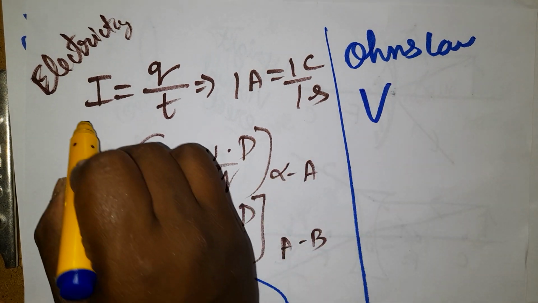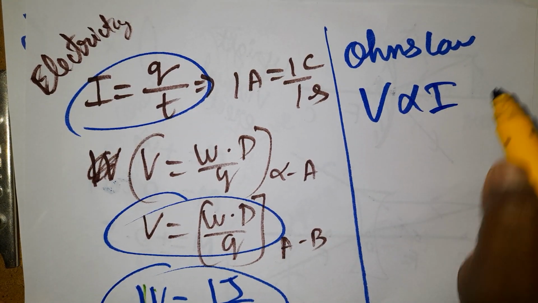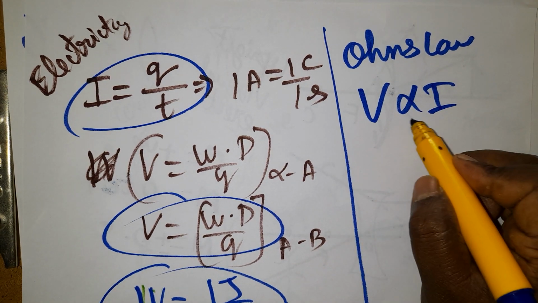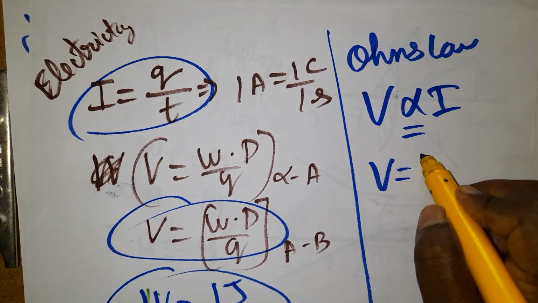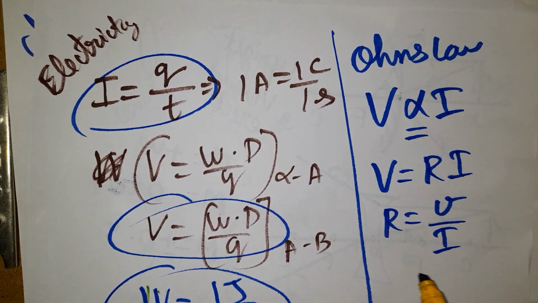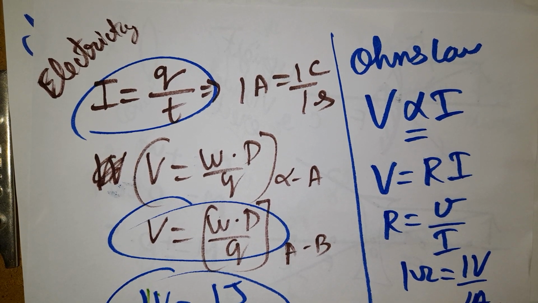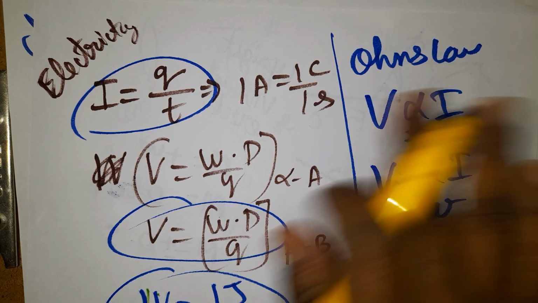Applied potential difference. Relation between these two. Applied potential difference is directly proportional to flowing current. If you remove directly proportional, you will get the resistance constant. R is equal to V by I. The unit of resistance is ohms, volt by ampere. Okay, so it is Ohm's law.